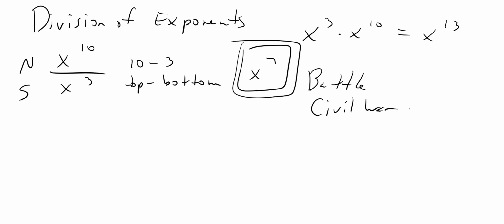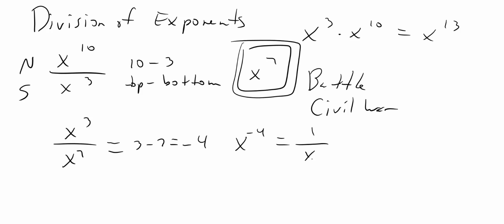I know some of you are saying, well, isn't it just easy to subtract? 10 minus 3 is easy. Yeah, but sometimes you get a problem like this: x cubed over x to the 7th. If we do it the mathematical way, you say 3 minus 7, which is negative 4. So you have to deal with a negative. Your answer is x to the negative 4th, and then you rewrite that because you can't have a negative as an exponent. So it's 1 over x to the 4th, and that's your final answer.